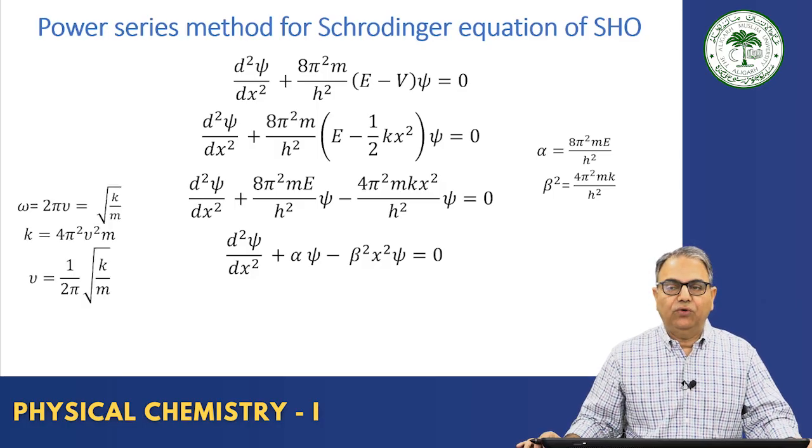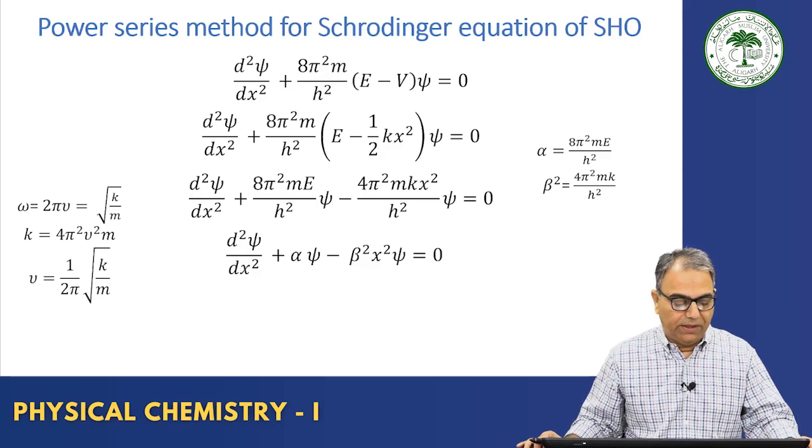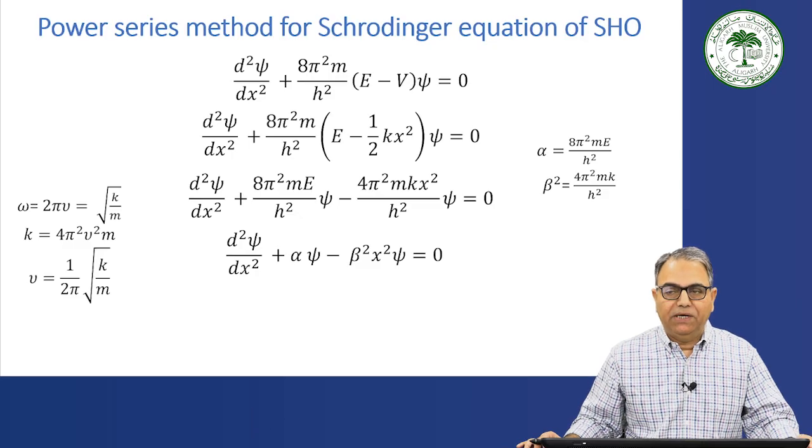Now we know that omega, which is the angular frequency, is written as 2 pi nu with the linear frequency nu, and this is equal to root under k divided by m. So k becomes equal to 4 pi square nu square m, and nu is 1 by 2 pi root under k divided by m. I talked about in the previous module in detail how we reach this relationship, where I discussed the classical concepts of the simple harmonic oscillator.